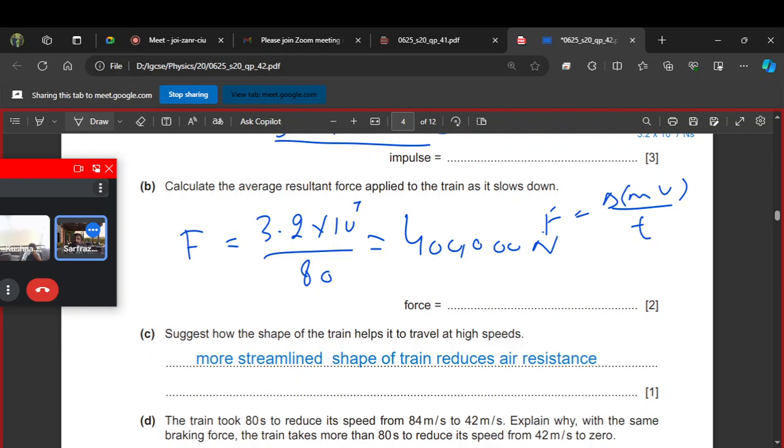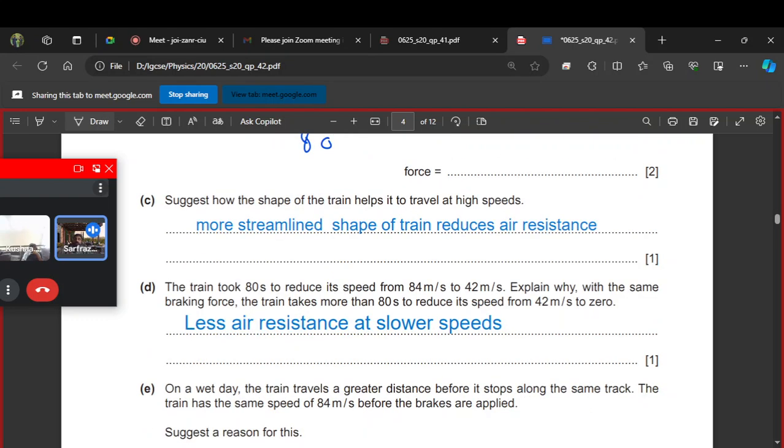Okay, have you got this thing? So there is less air resistance at lower speed. Okay. Next question says that on a wet day, the train travels a greater distance before it stops along the same track. The train has the same speed, 84 meters per second, before the brakes are applied. Suggest a reason for this.